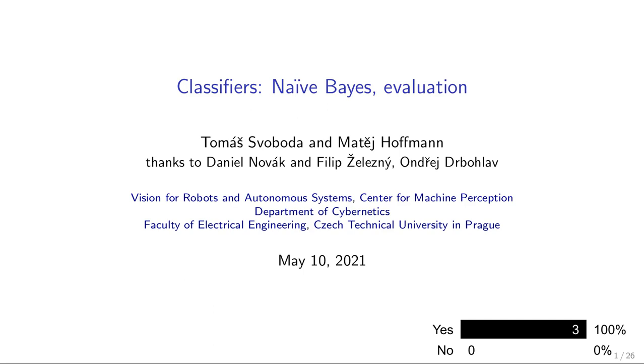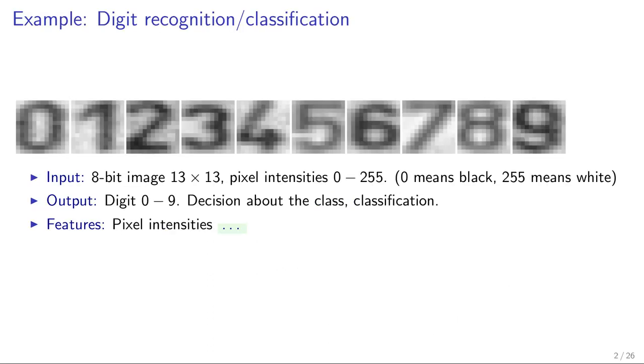Okay, good morning, everybody. So today the topic is naive Bayes classifier, which we already covered partly last time, and evaluation of the classifiers. So we will be using this digit recognition as the example throughout this lecture mostly.